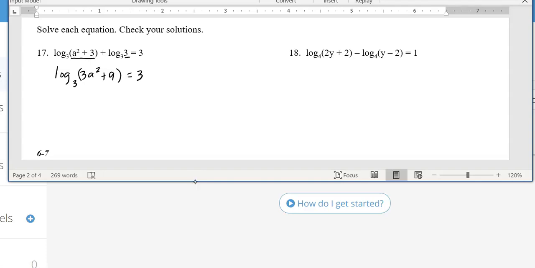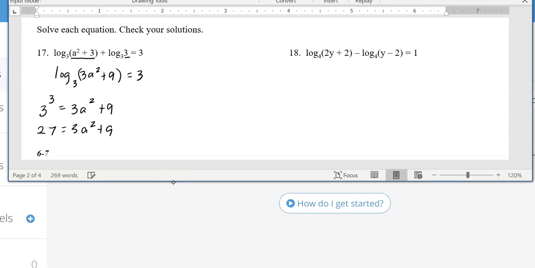Now I'm going to turn this log equation into an exponential equation. Okay, it looks like this. I take the base of the log, which is 3. I raise it to the power of 3. Just remember that when you're looking at a log equation, it's telling you what the exponent is. Logarithms are exponents. So I took the base, I raised it to the exponent. The only thing left is this 3a squared plus 9. To make an equation, it's going to have to go on the right. Okay, so this is 27.